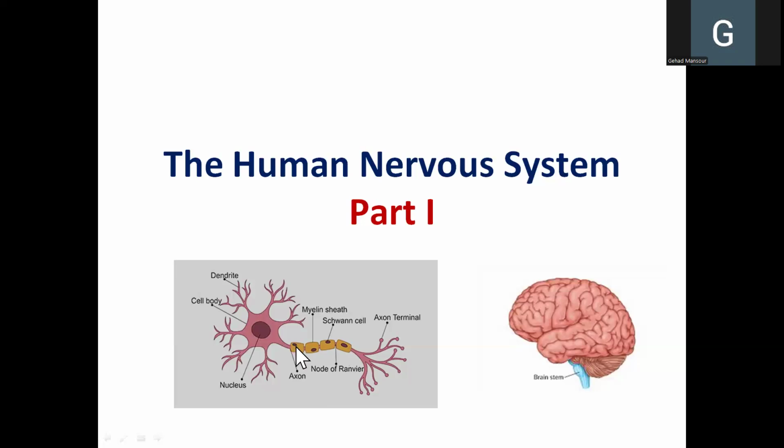How does saltatory conduction occur? The electric impulses jump from one node of Ranvier to another. This is because the myelin sheath is an insulator sheath. It's made of fat, and the fatty material is an insulator. And since it is insulating, the electric impulses cannot pass through, and they jump from one node of Ranvier to the other.